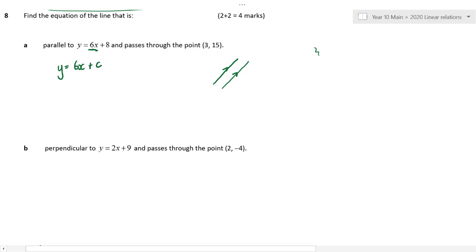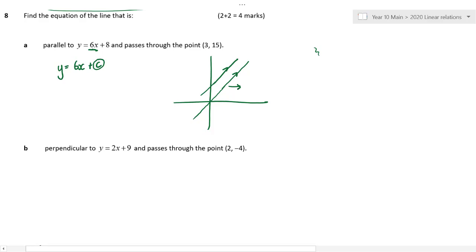That should be your first step. Don't write anything else. And of course, we want to find what c is. Can you see, if I was to have, let's just say two parallel lines, they're going to be the same gradient, but they're going to have different y-intercepts. This one here has a y-intercept of 0, so c would be 0.